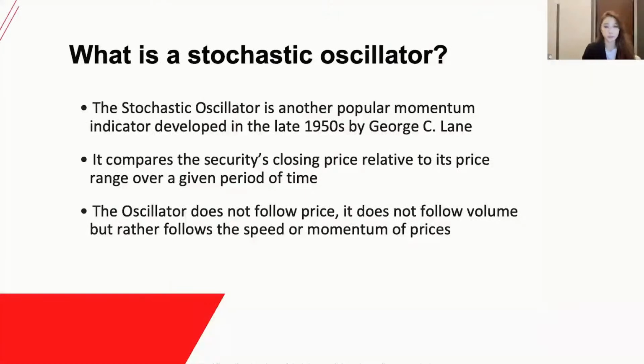So what exactly is a stochastic oscillator? Some of the background is that it's a popular momentum indicator developed in the late 1950s by George Lane. We are also looking at it to be comparing the security's closing price relative to its price range over a period of time. Sounds relatively close to moving average, but slightly different. The oscillator does not follow the price and it does not follow the volume, but rather follows the speed or the momentum of the price. So that's one point that is very different from moving average.